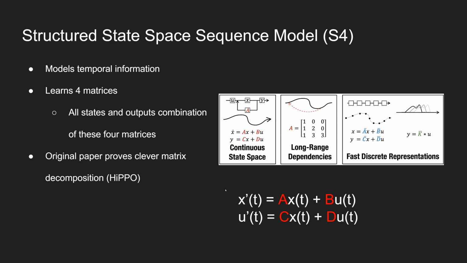And essentially using this, you can model both very close range temporal dependencies and long range temporal dependencies the same way that self-attention does. And the original paper proves a very clever matrix decomposition called Hippo that proves that you can learn these 4 matrices and embed them into your input signal, same way as self-attention, and learn these via gradient descent.